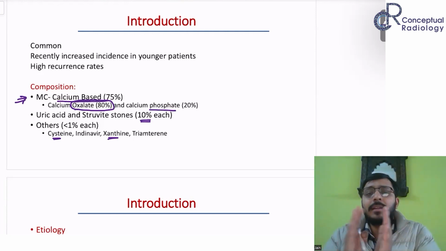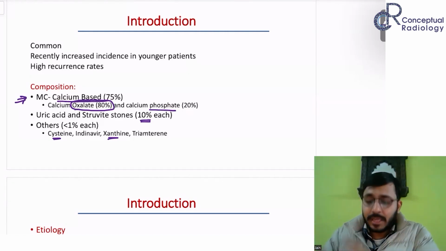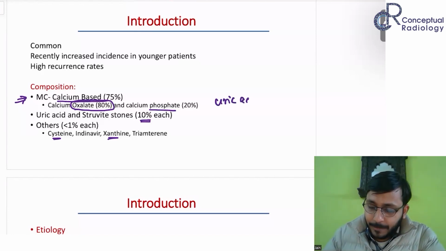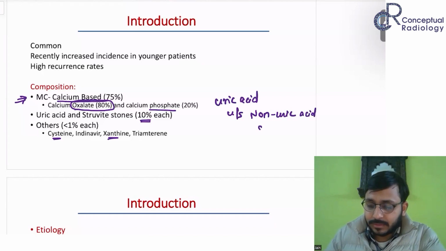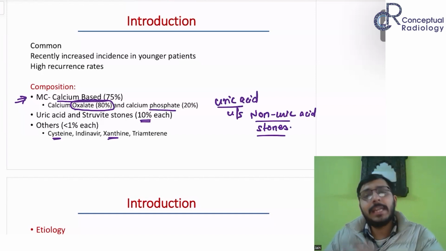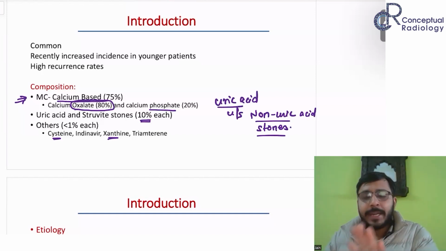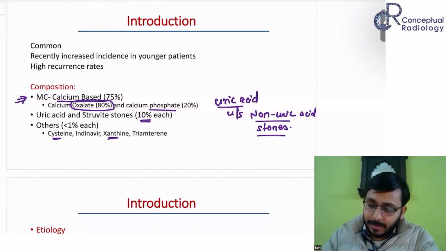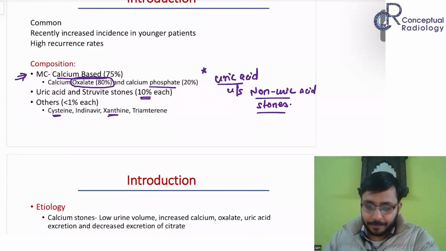So the bread and butter of our clinical practice is to differentiate between uric acid versus non-uric acid stones. Correct? And predominantly non-uric acid stones we will see in the OPD, mainly calcium oxalate. Remember this important point. Okay.